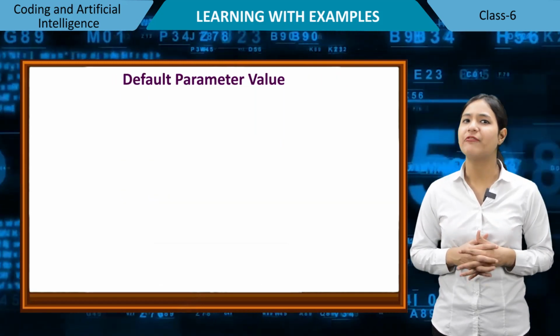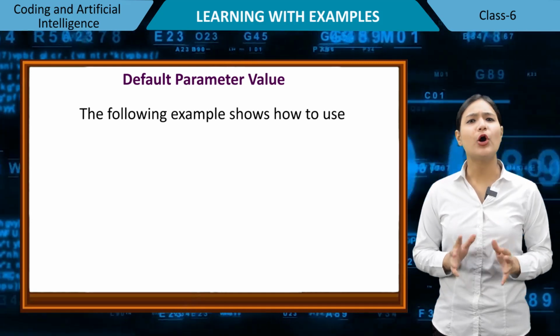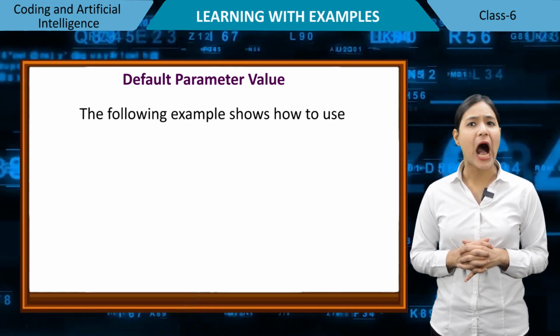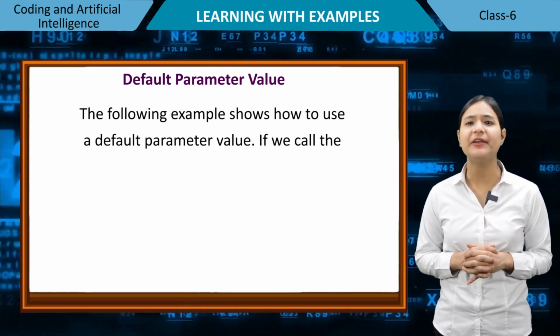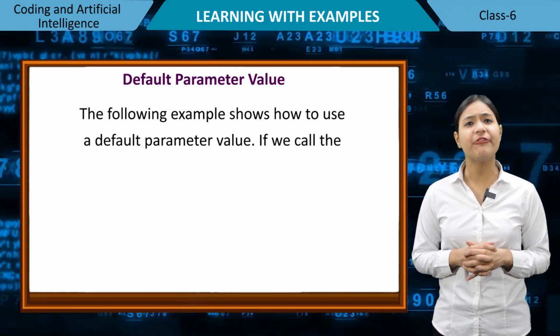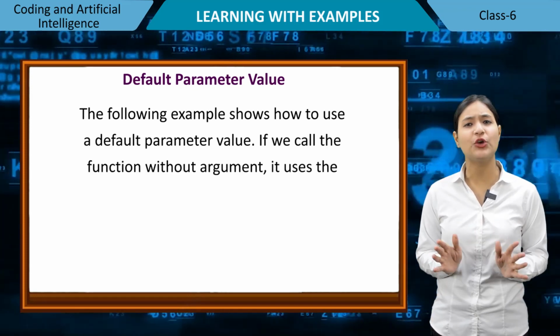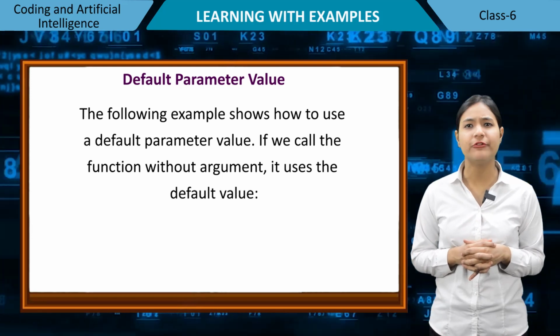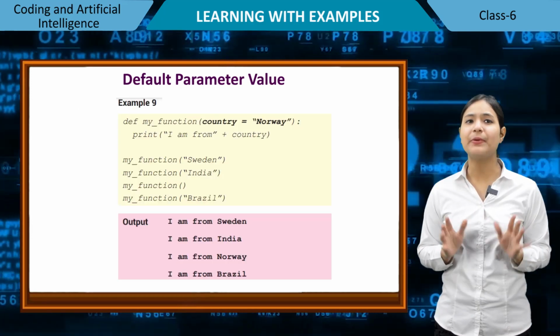Default parameter value. The following example shows how to use a default parameter value. If we call the function without an argument, it uses the default value. Example 9.